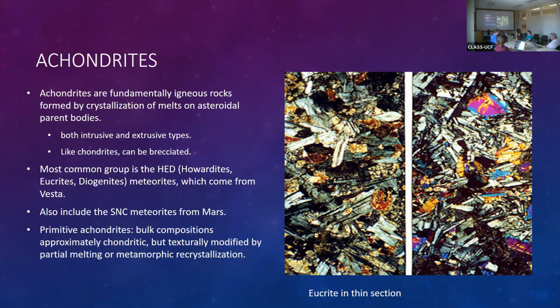Okay, yes. The most common of the HEDs are the howardites, eucrites, and diogenites, which are from Vesta, then the SNCs, and then the primitive achondrites. You can't see it? No, I see. I just don't understand. It's mostly, the bulk composition is mostly chondritic, but it was partially melted or it experienced recrystallization.